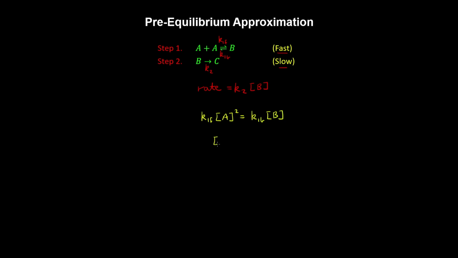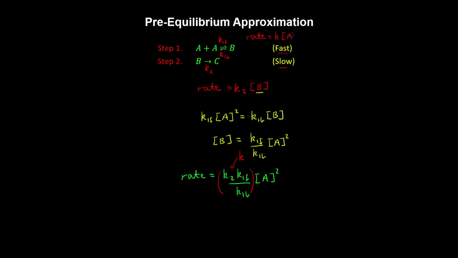And now solving for the concentration of B, and substituting this in our rate law, we obtain the following expression. And this here is just another constant. So we can write our final rate law for this reaction mechanism as follows, which is the same result that we got using the steady state approximation.